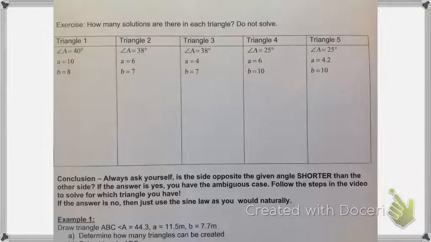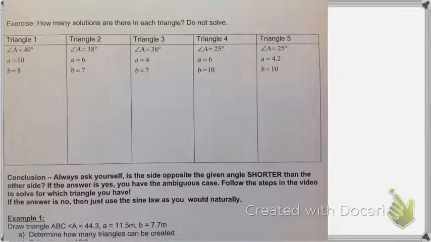Let's take the next part of that assignment. It's going to look like this. I'm going to move this over. So here's the next part of the assignment. How many solutions are there in each triangle? We don't have to solve. I'll do some of them and you're going to finish this off on your own.